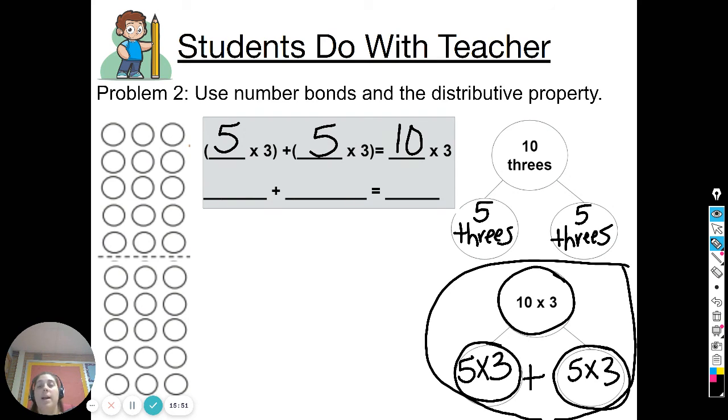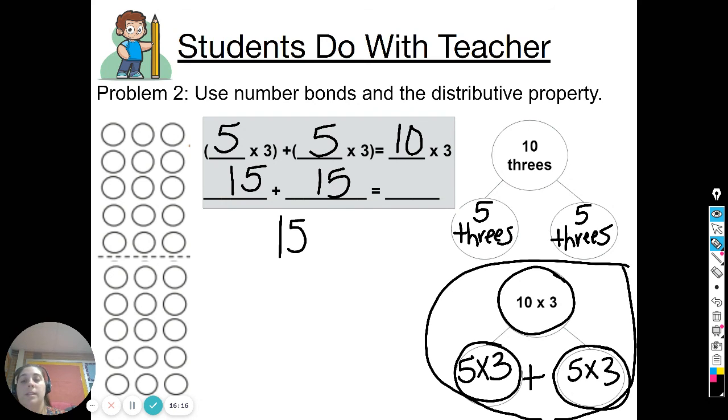Okay, so let's go ahead and solve our 5 times 3. Counting by threes 5 times. Ready? 3, 6, 9, 12, 15. 5 times 3 is 15. Well, we know that this 5 times 3 is also going to be 15. So we're adding 15 plus 15.